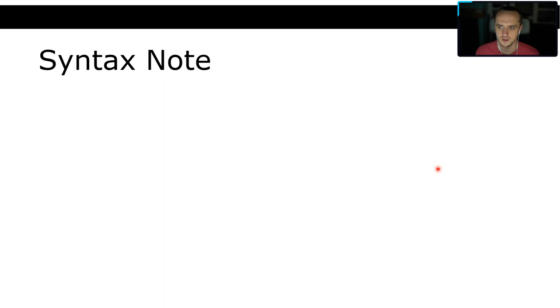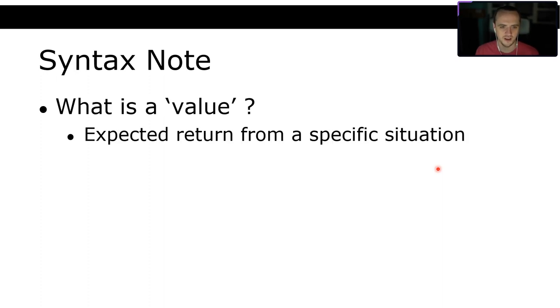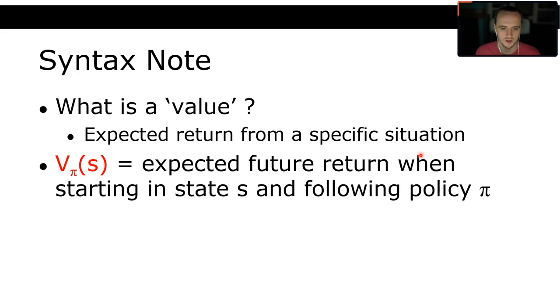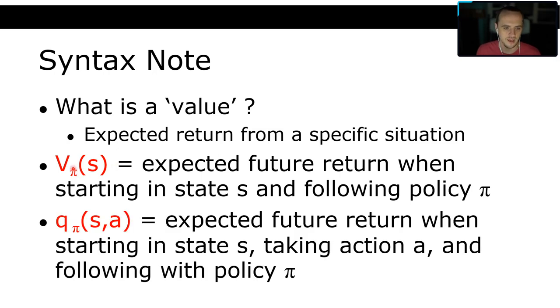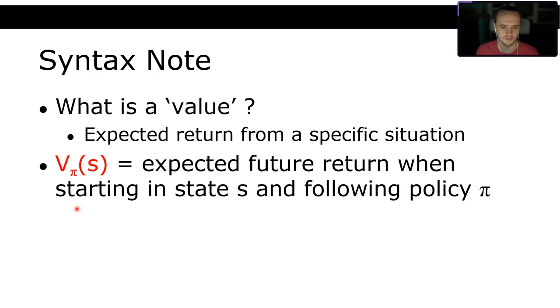And just quickly, a syntax note, because I know this was a little bit confusing last time. When we're talking about a value, that's the expected return from a specific state or a specific situation. There are two syntaxes for this. We have V and we have Q. The difference between V and Q is the following.